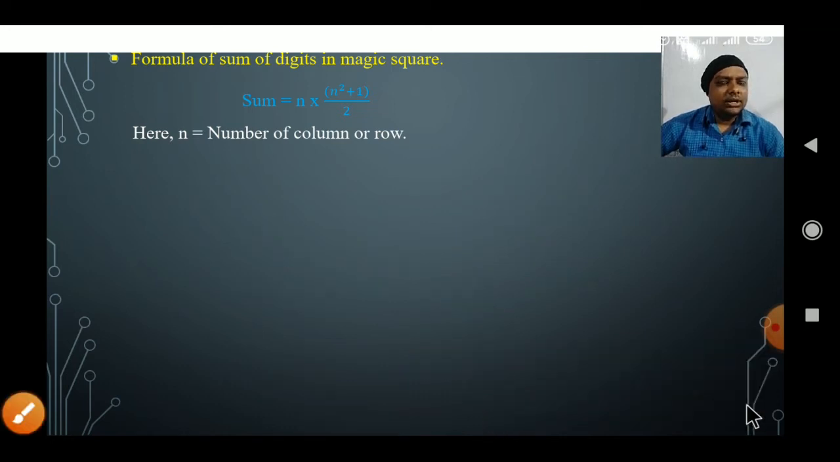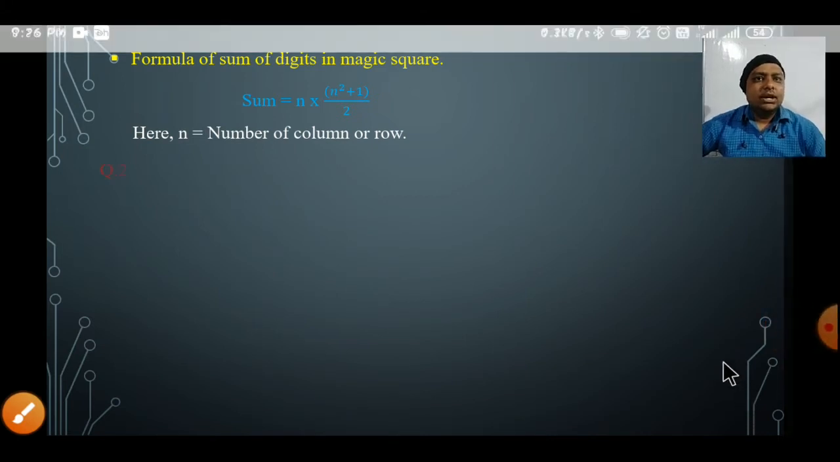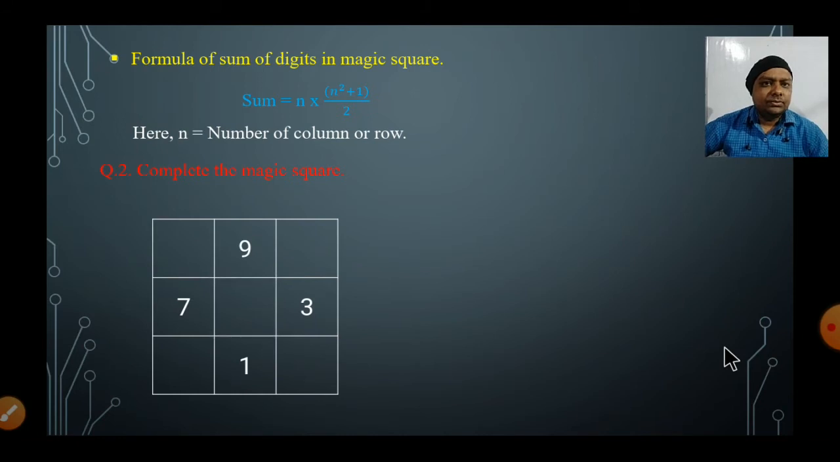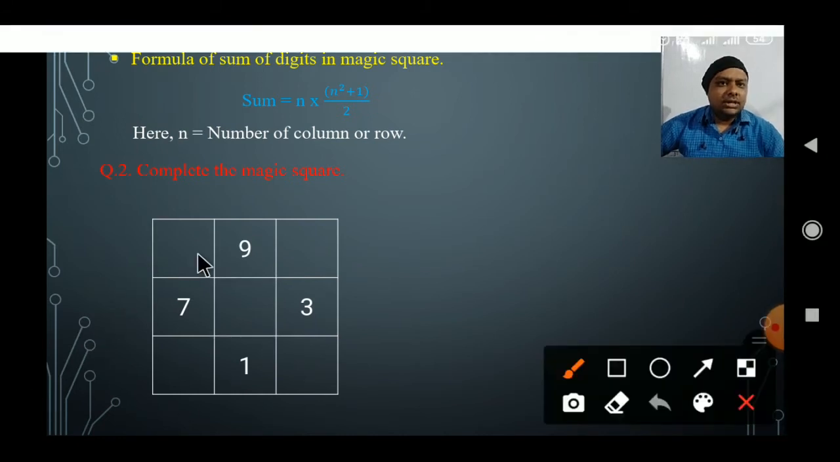Now let's solve one question. Complete the magic square. This is the question here. If you see horizontally, two boxes are filled, here two boxes, but here one is left. So 7 plus 3 is equal to 10. Then what value can we fill here? 5. Then 7 plus 3 is 10, plus 5 is 15. And 9 plus 1 is 10, plus 5 is 15. Same as, if you put 4 here, then 5 plus 4 is equal to 9.